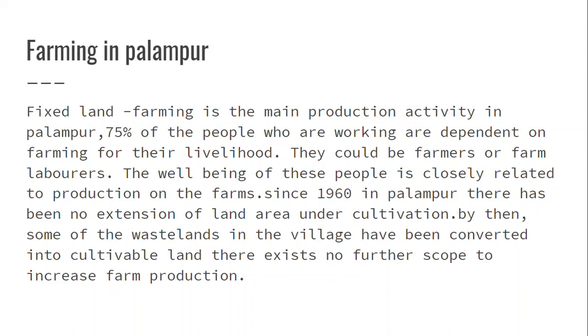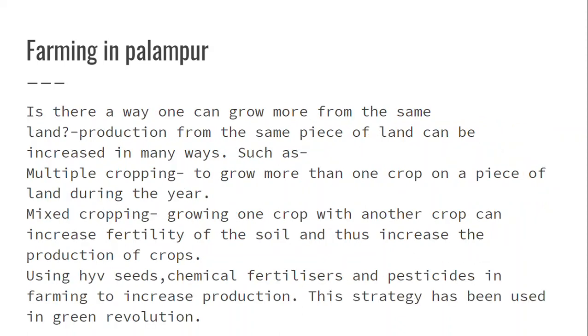Since 1960, there has been no expansion in land area under cultivation. By then, some of the wastelands in the village had been converted into cultivatable land. Now, there's no further scope to increase farm production and bring new land under cultivation. So, is there a way one can grow more from the same piece of land? Yes. Production from the same piece of land can be increased by using various modern techniques.